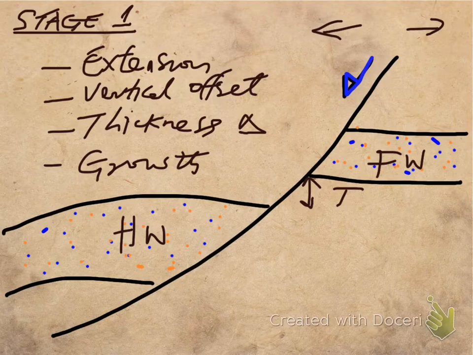There is vertical offset, the block on the left, on the hanging wall, being moved vertically down relative to the block on the footwall. That's on the right. There is thickness change. We see that it's much thicker on the rollover structure on the hanging wall, which tells us that there's some evidence of growth. In other words, the faulting happened at the same time that this stratigraphic unit was being deposited.